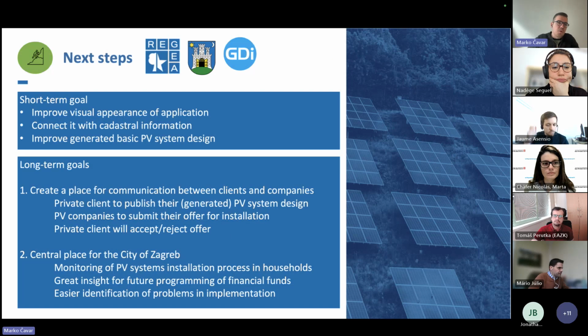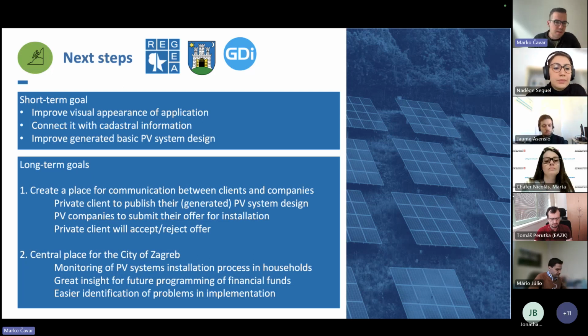The last slide is what we are now trying to do. In the short term, we will improve definitely visual appearance because it is awful as it is now. It is only in draft. We will connect it further with the cadastral information and improve this generated basic PV system design. So that's what we are working on now.